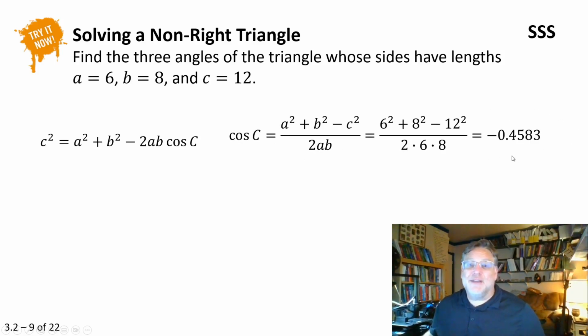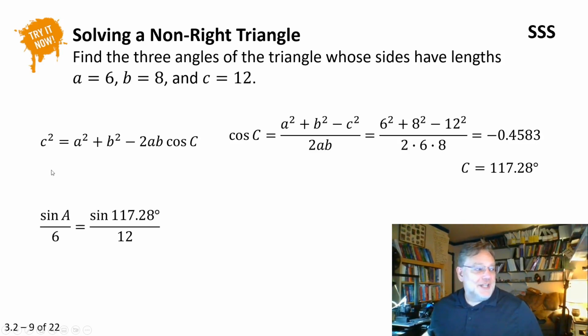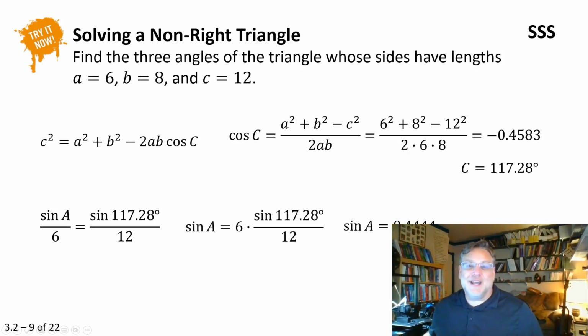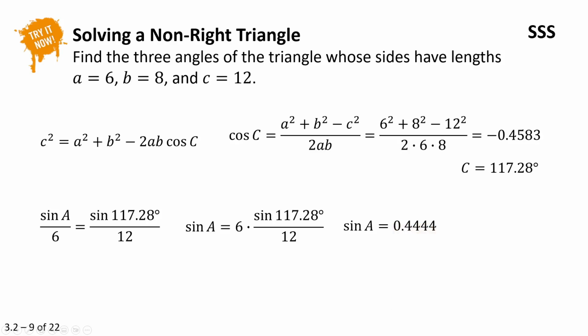And interestingly enough, I find that this cosine is negative, and so I've actually got an oblique angle that I'm working with here. This angle is 117.28 degrees. To find angle A, I'm using the law of sines. And I get sine of A being equal to 0.444. And so angle A here is 26.38 degrees. Now let's just subtract both of those from 180, and I get 36.34 degrees.